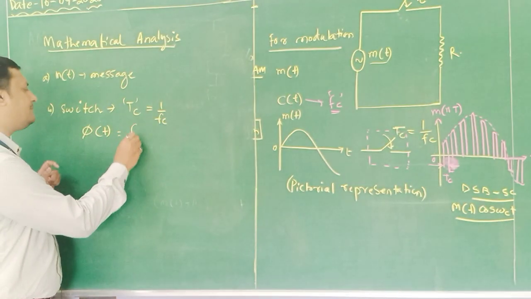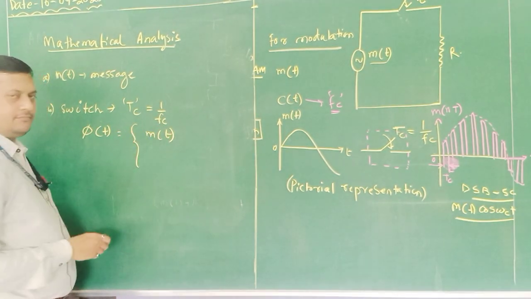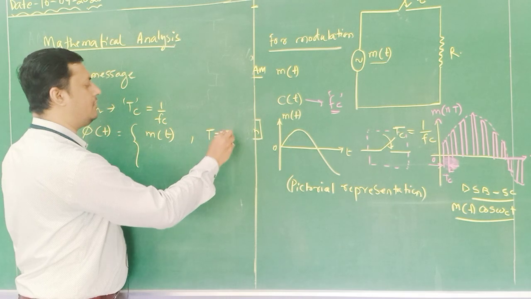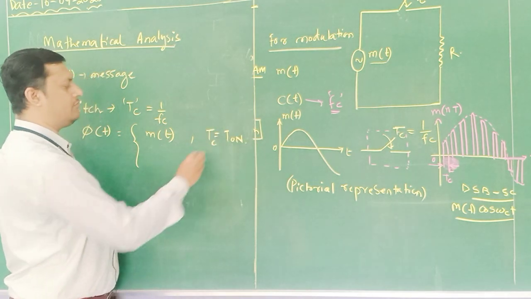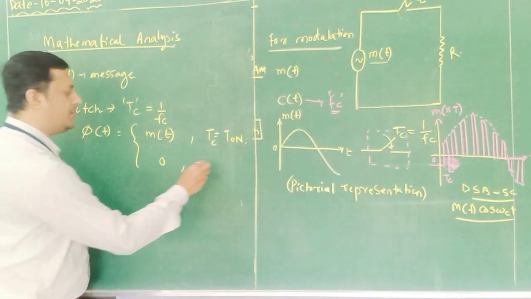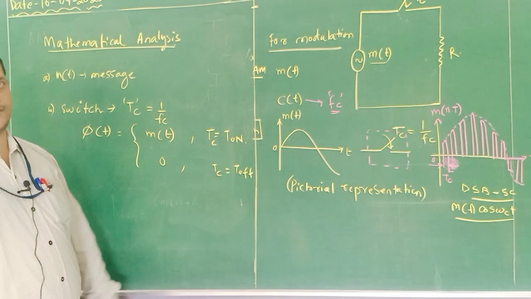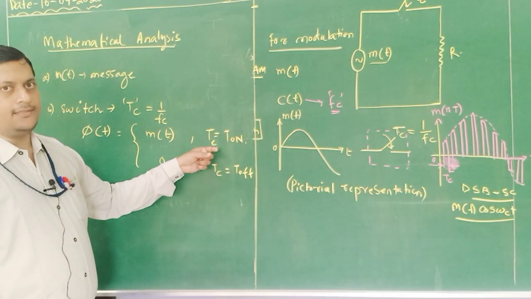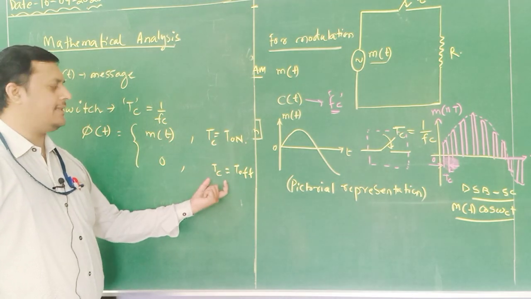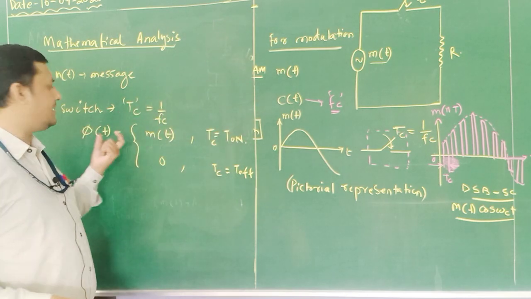So what I will write, phi of t is equal to m of t, because the message signal must be available when t is equal to t on. Similarly, the zero output is available when it is t off. Means when it is in on condition, the switch is closed. When the switch is closed, the message signal is available. When the switch is off, means when it is open, the message signal is not available. So this is the function.